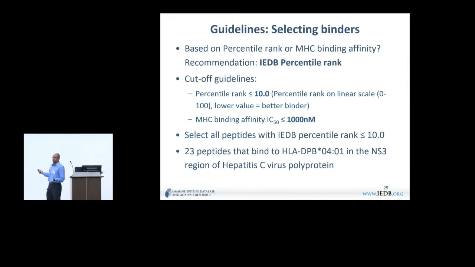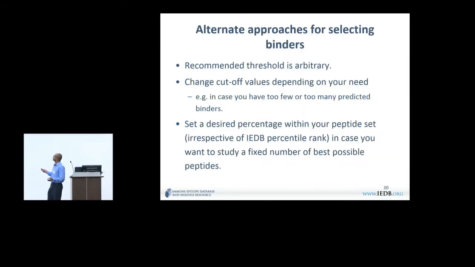And for our question, the binders from the NS3 region of hepatitis C virus, we have 23 peptides that bind to this allele with a percentile rank less than or equal to 10. So that's the answer. A question, sorry.